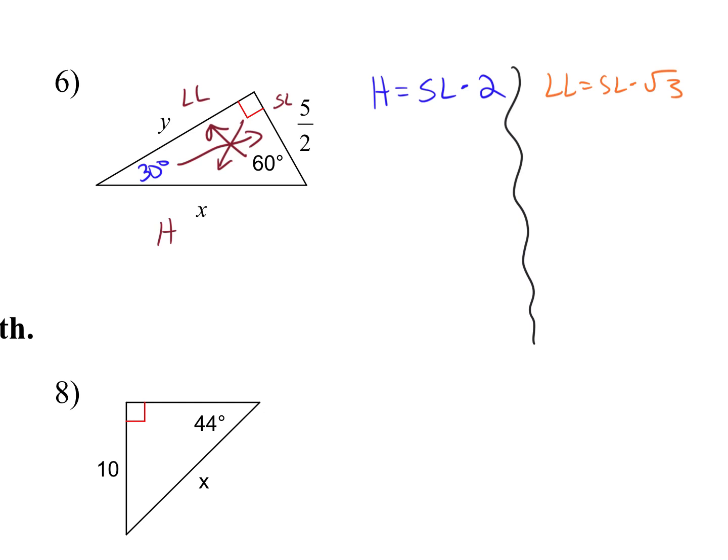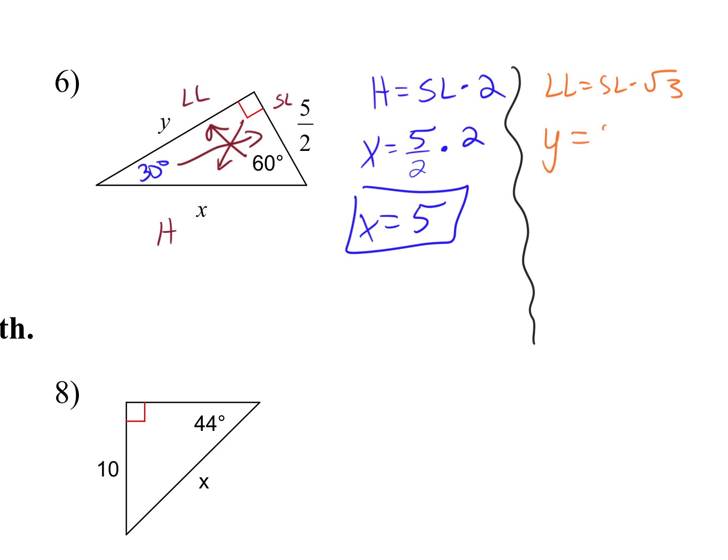So right now we have the short leg. So the short leg's in both formulas, so it doesn't matter which one we start with then. So we'll start with the hypotenuse. Hypotenuse is x. Short leg is 5 over 2. And then times 2. And then 5 halves times 2 gives you 10 over 2, which is just 5. So x is equal to 5. And then on the other one, the long leg is y. The short leg is 5 over 2 times square root 3.